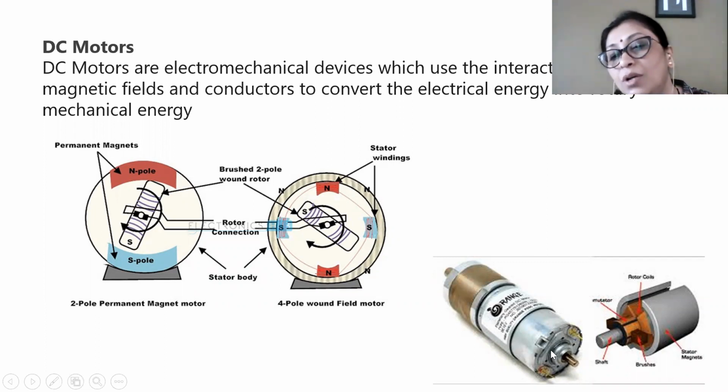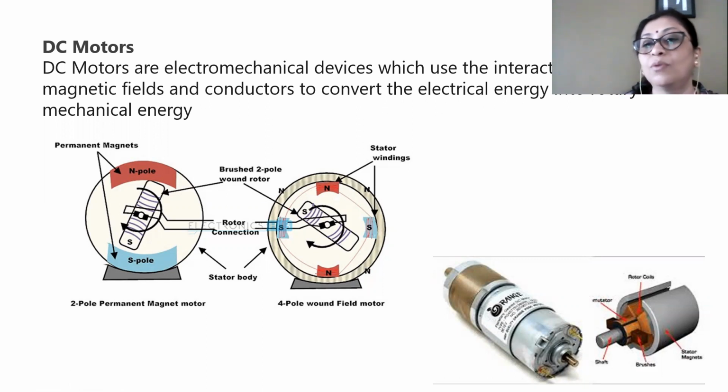So here you can observe the different parts of motor. So here you can see the stator magnets, okay, and rotor coils. So mainly there are two parts, stator and rotor. So rotor is in the form of coil, whereas stator is in the form of permanent magnet. Okay, and between this you can observe there is something called as brush along with commutator.